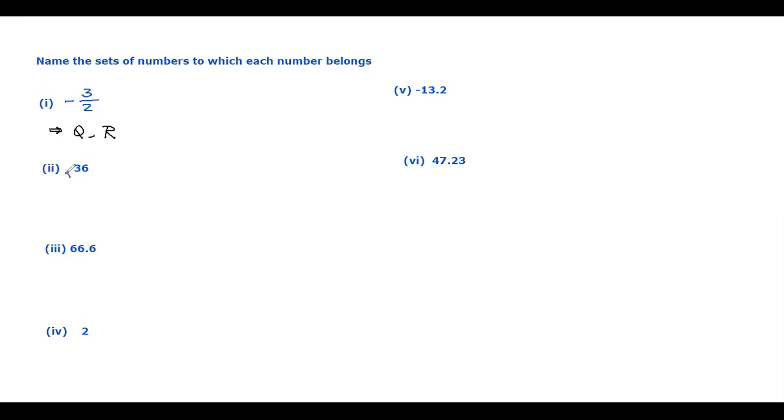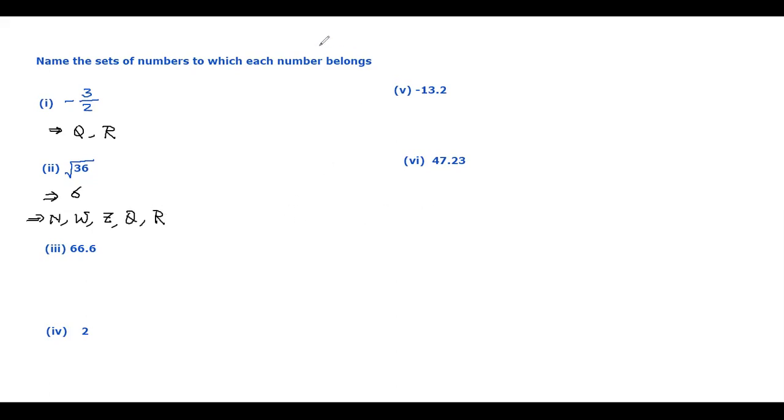The next problem is the square root of 36. We all know the square root of 36 is equal to 6, so this is a natural number. Like we said, a natural number is the lowest level. If it's a natural number, then it's a whole number. If it's a whole number, it's an integer. If it's an integer, it has to be rational. If it's rational, it has to be a real number.